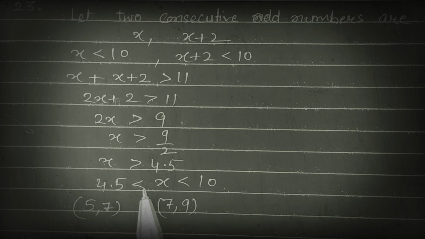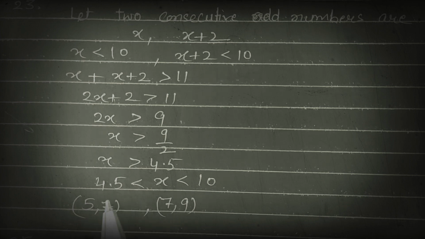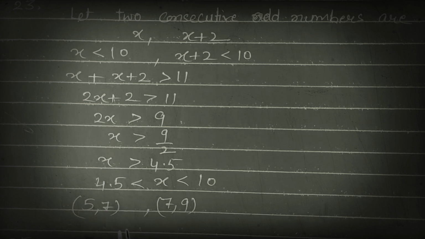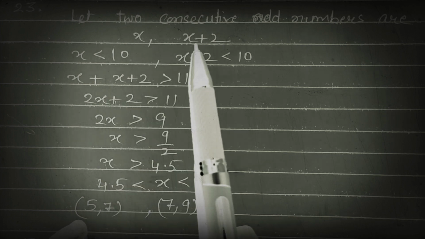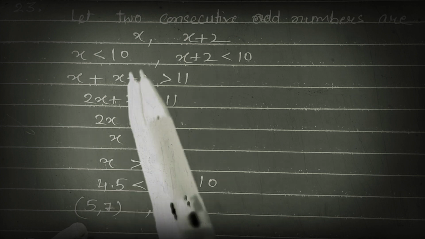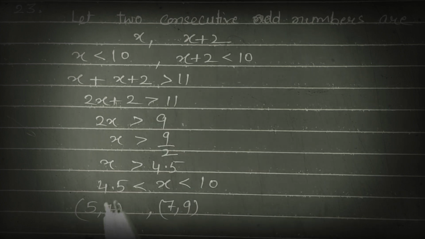So that means we can take odd natural numbers here. We cannot take 4.5, 4.6, 4.7, because x must be greater than 4.5 and a natural number. The first natural number after that is 5. So if one is 5, then the other is 5 plus 2, 7. If one is 7, the other is 7 plus 2, 9.